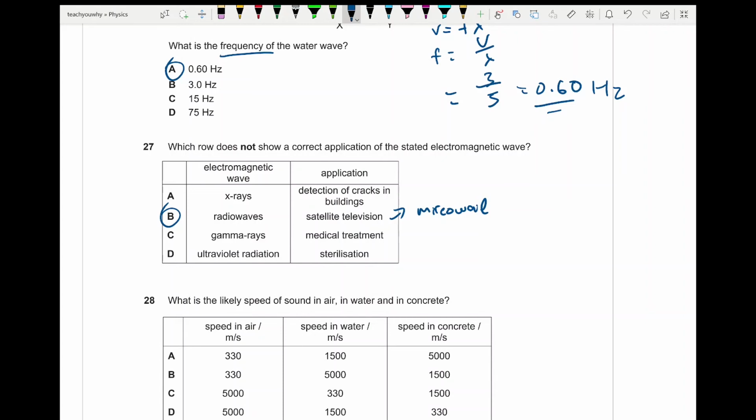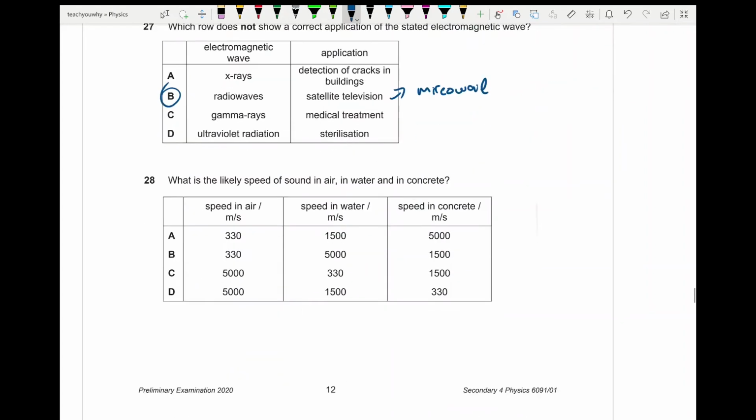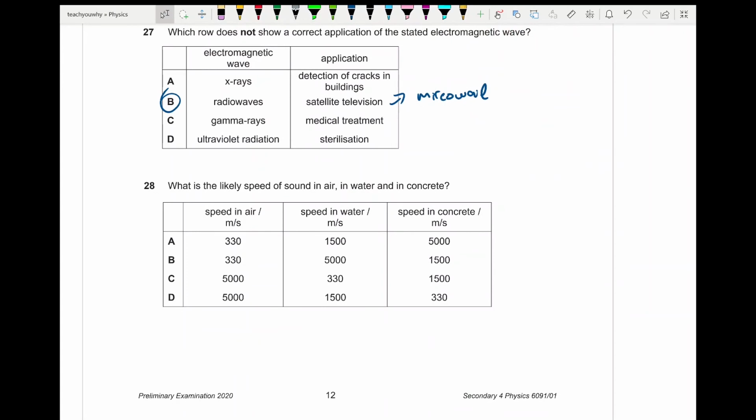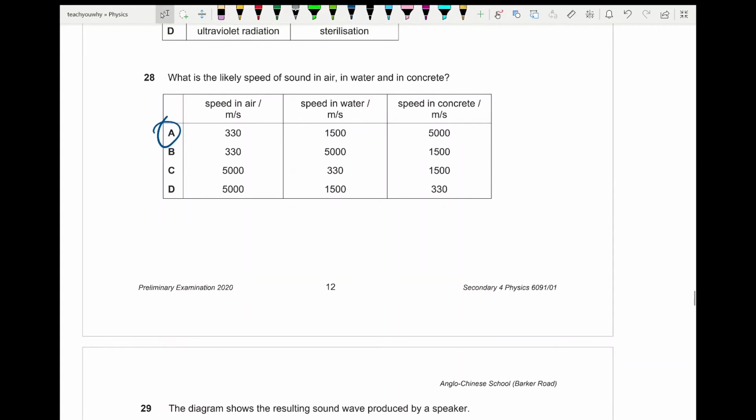Your phone also speaks to the satellite, therefore it's also using microwave. Okay. What is the speed of sound in air, in water and in concrete? The answer is quite straightforward. It's A. Air is the slowest, then water is second fastest, and then concrete is fastest, because sound can travel way faster in a solid, since the particles are more closely packed compared to water and compared to air. So the answer is A, quite straightforward. I won't explain too much about this.